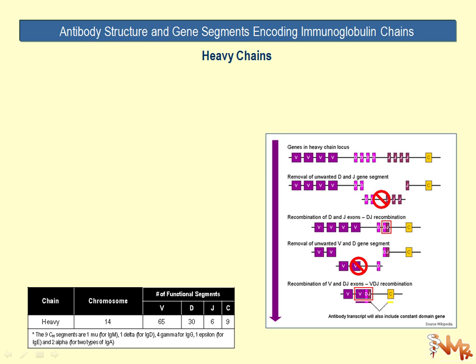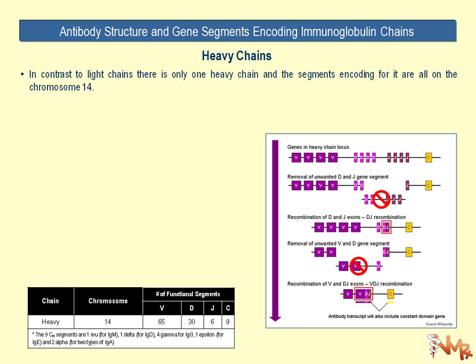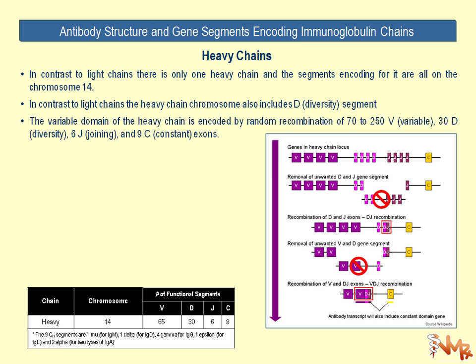With regard to the heavy chains, first and foremost, in contrast to light chains, there is only 1 heavy chain locus, and the segments encoding it are all on chromosome 14. In contrast to light chains, the heavy chain locus also includes the D or diversity segment. The variable domain of the heavy chain is encoded by random recombination of 70 to 250 variable, 30 diversity, 6 joining, and 9 constant exons.